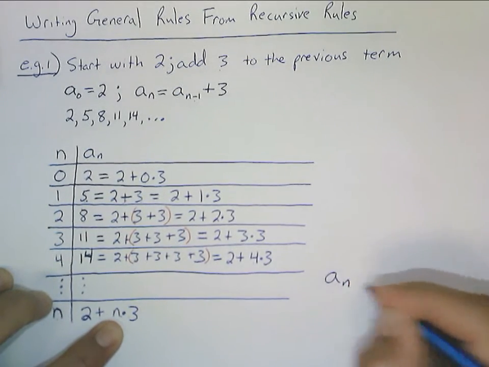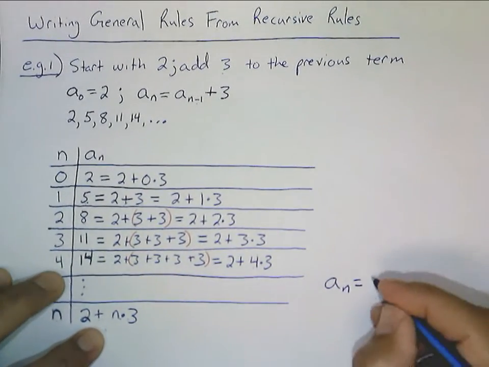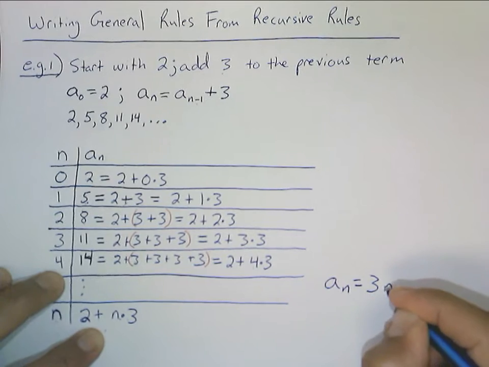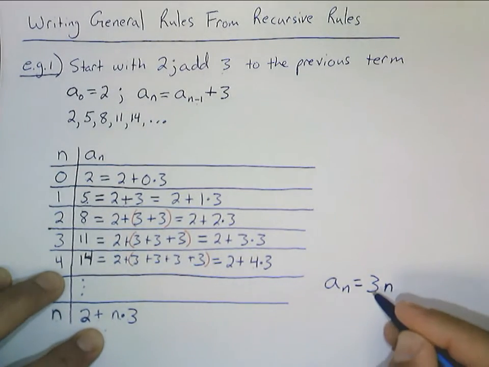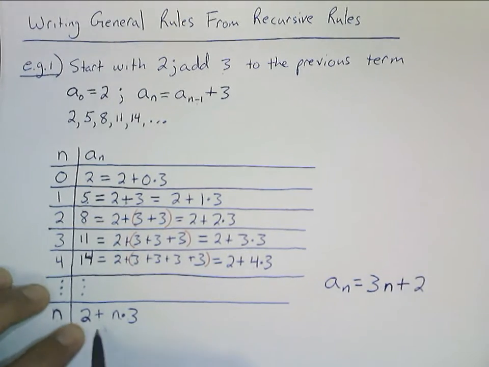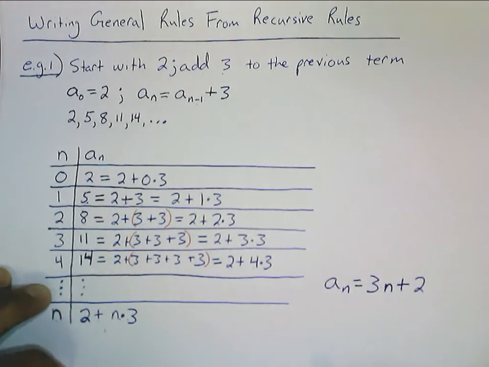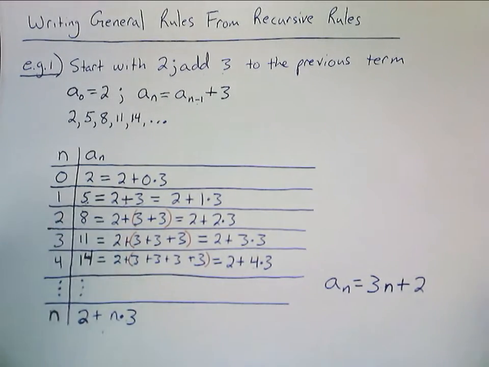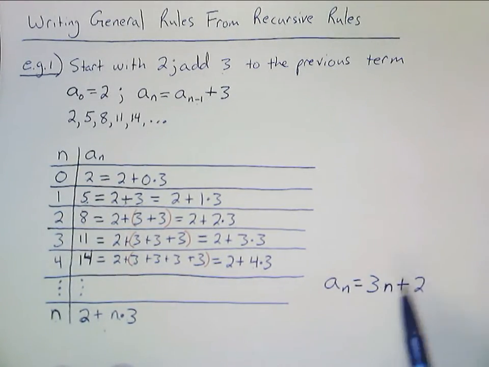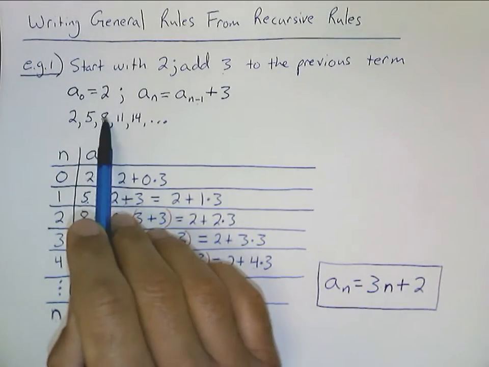A sub n is going to be equal to, well, instead of n times 3, we'll write that as 3 times n. Now, you don't have to put a multiplication sign in between a coefficient and a variable. But then, of course, the plus 2. We're just going to rearrange the addition and also rearrange the multiplication. That's what's called standard form, but we don't really need to worry about it too much right now. But that's the idea. So here would be the general rule for this particular sequence.